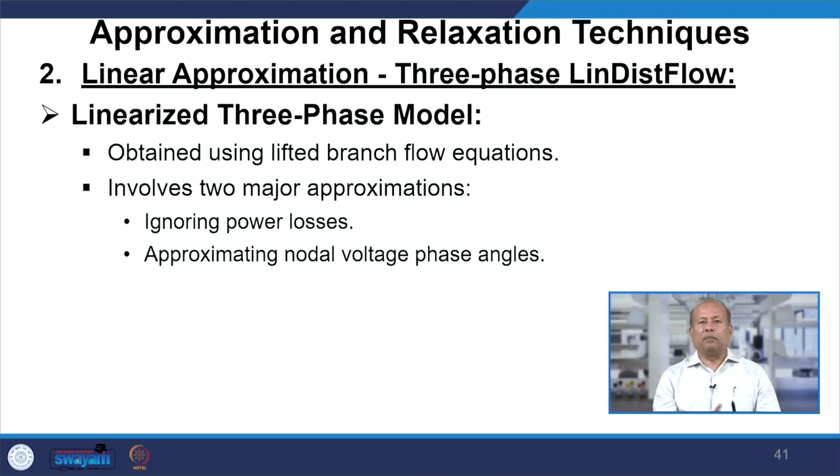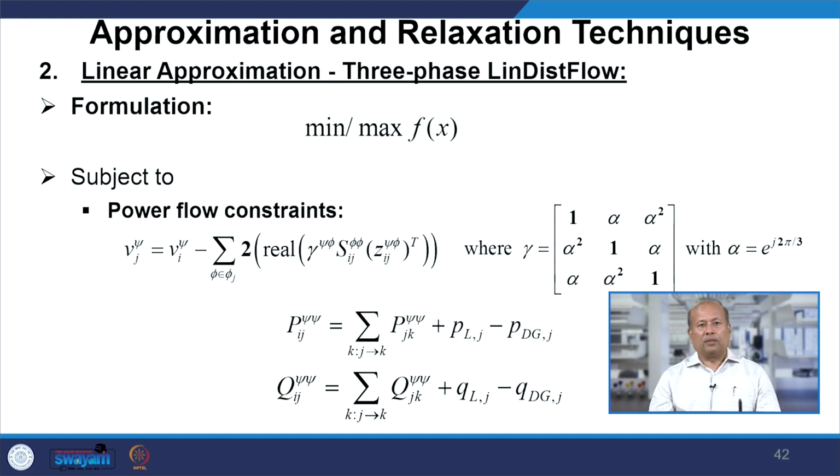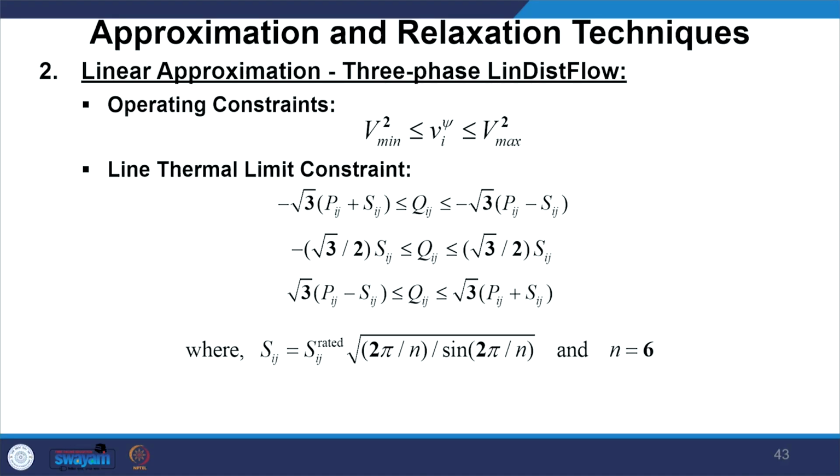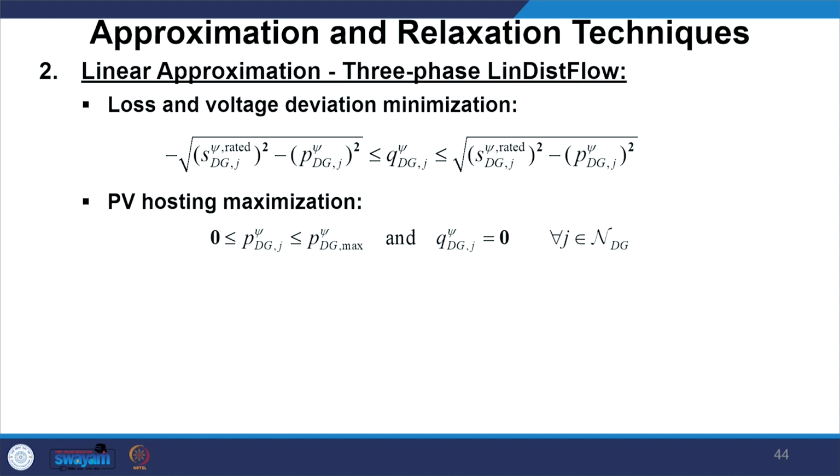Now, we can also have a linearized three-phase model obtained using lifted branch flow equations, involving two major approximations: ignoring power losses and approximating nodal voltage phase angles. Again, the formulation will be of this structure: minimization, power flow constraints, operating constraints, thermal constraints for three-phase, loss and voltage deviation minimization, as well as PV hosting maximization.